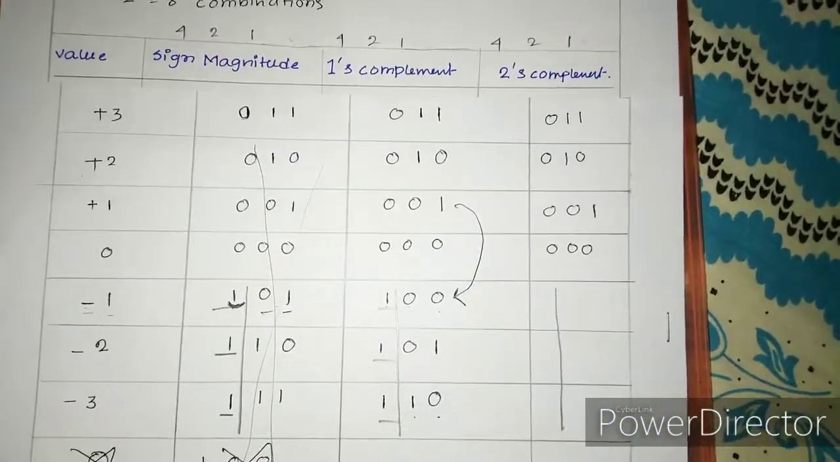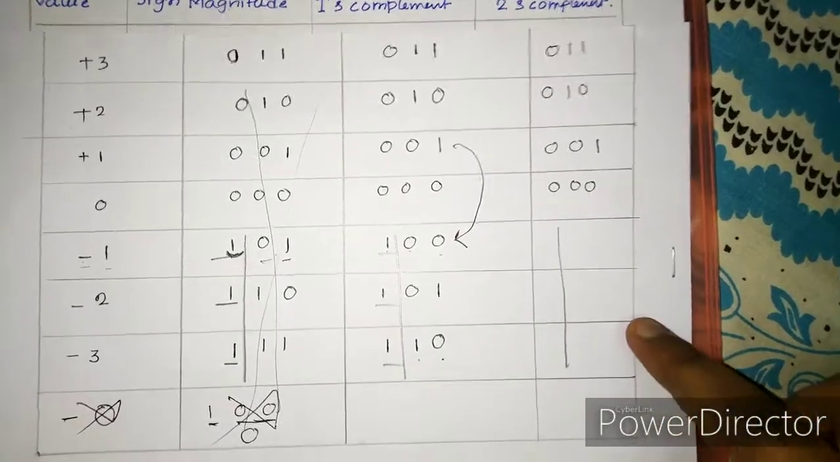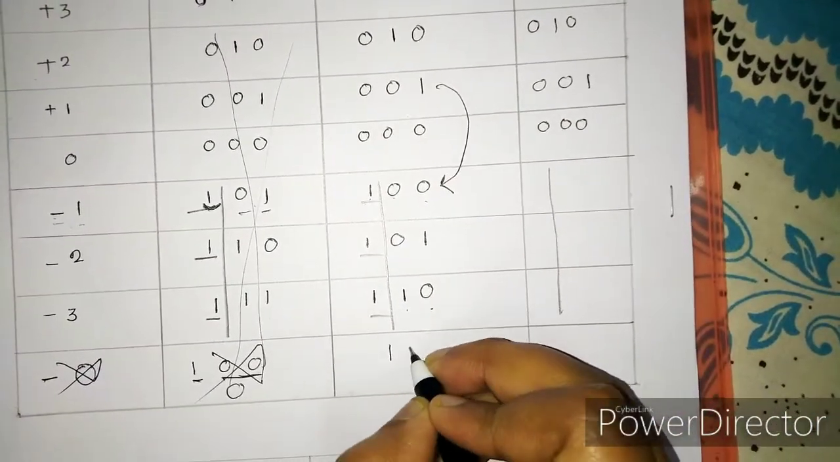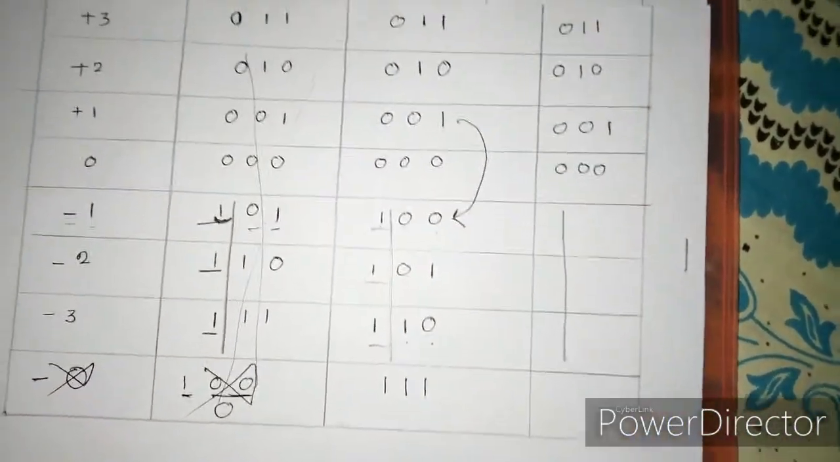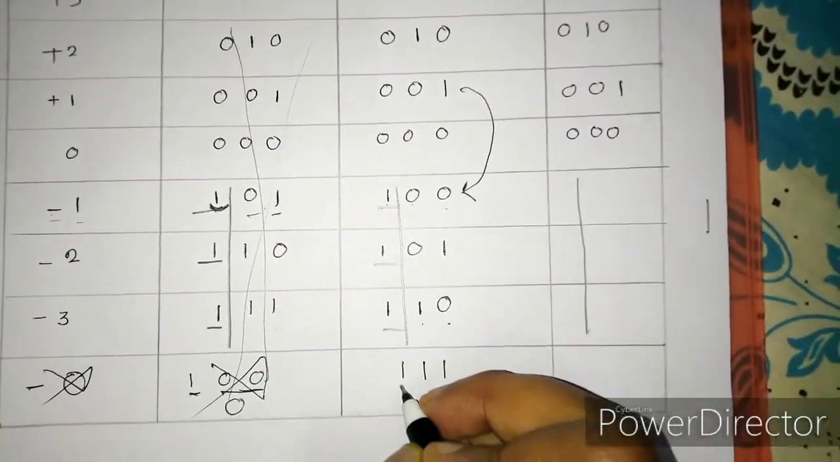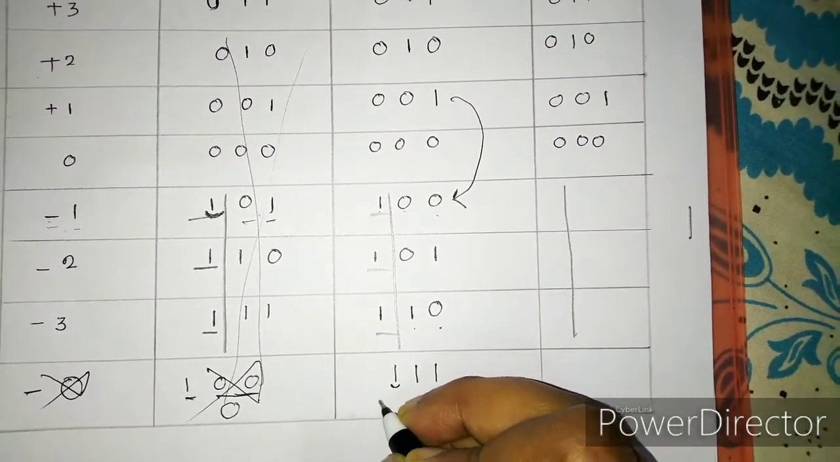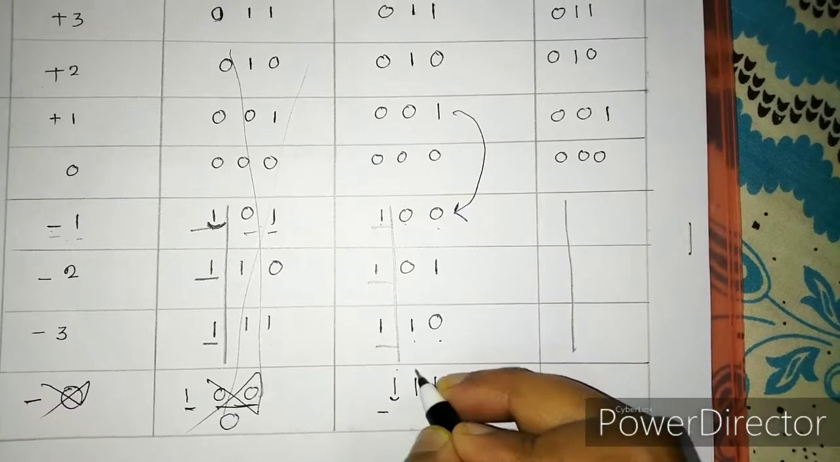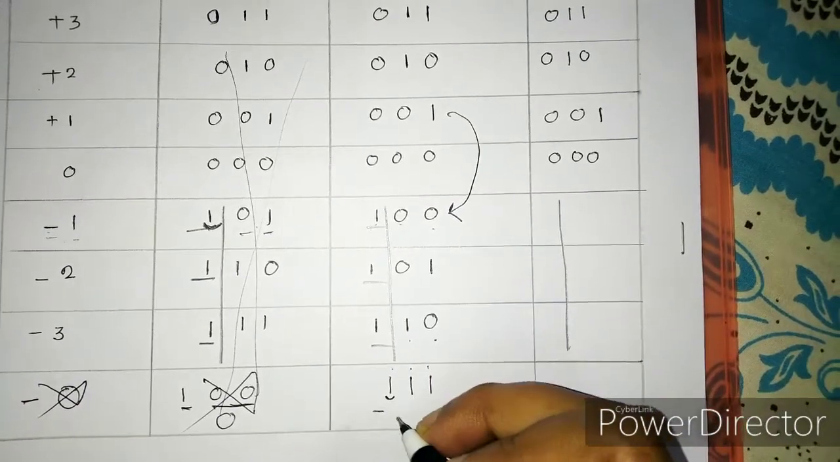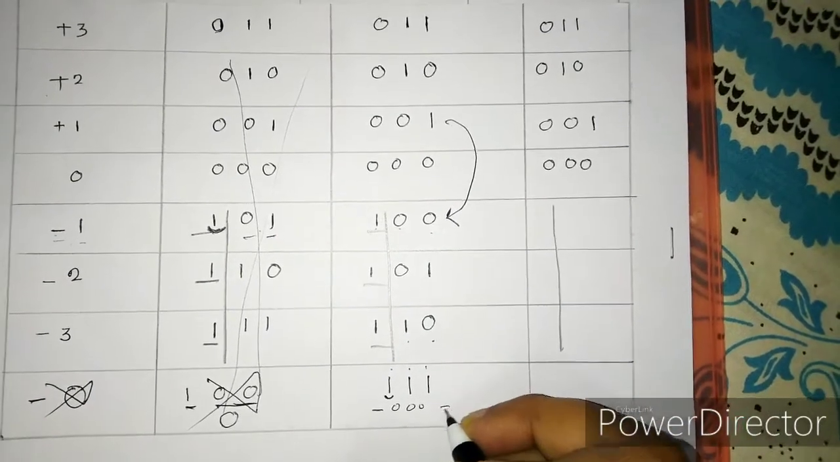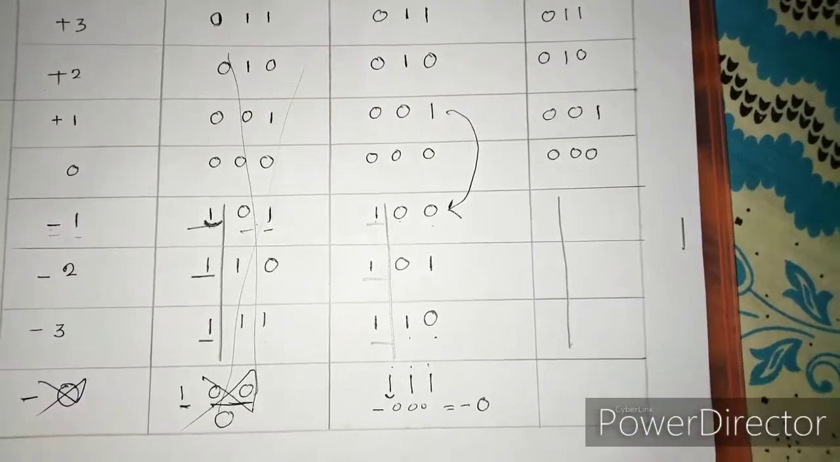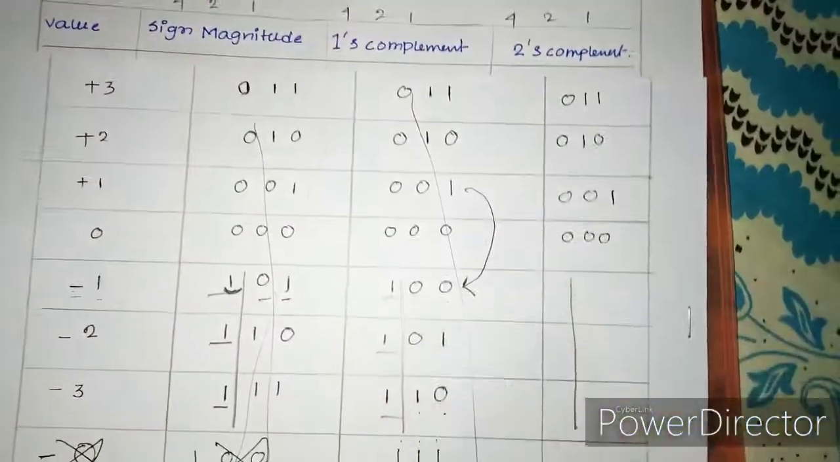But as you can see, the combination that is missing in this process is 1 1 1. What is 1 1 1? For 1 in the MSB's place, it's minus. Now I have to produce the ones complement of this whole combination. It's 0 0 0, which means this process is also giving us a minus 0. It also fails.